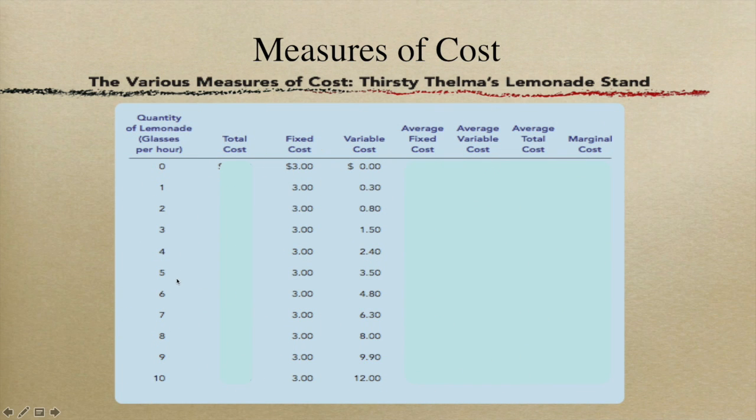So here, my total cost would be my fixed costs plus my variable costs. So it'd be these two columns together. Here it'd be $3. Here it'd be $3.30. Here it'd be $3.80. Here it'd be $4.50. You guys can see how I did this. You could fill in the column the rest of the way on your own.